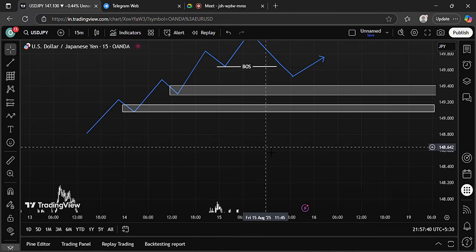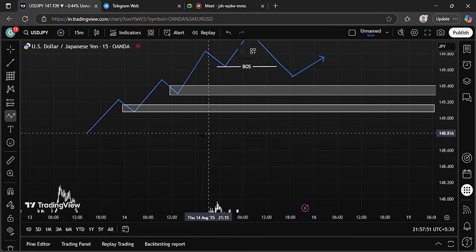If you see a liquidity pool in 15 minutes, then you will look for demand or supply. You will find your demand or supply like this.